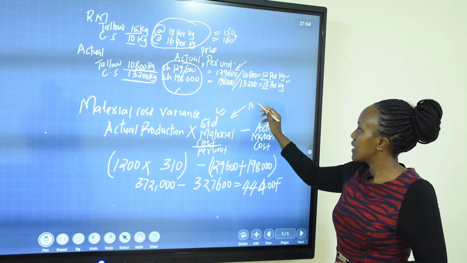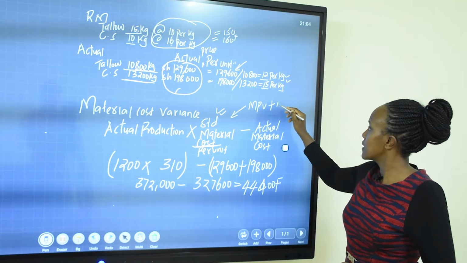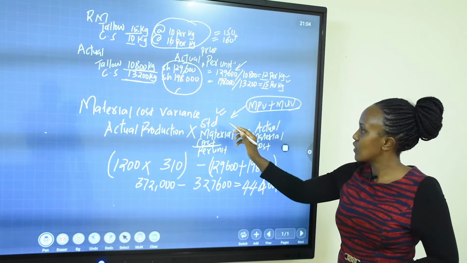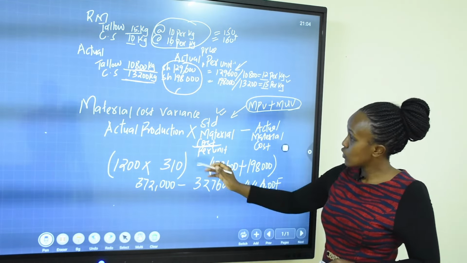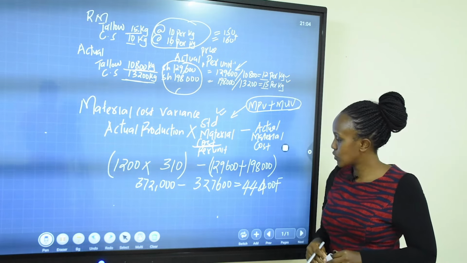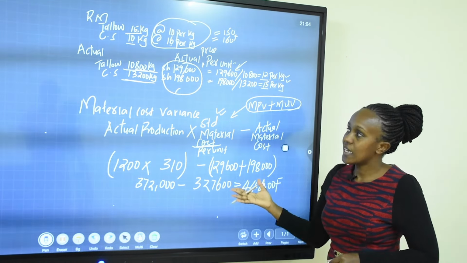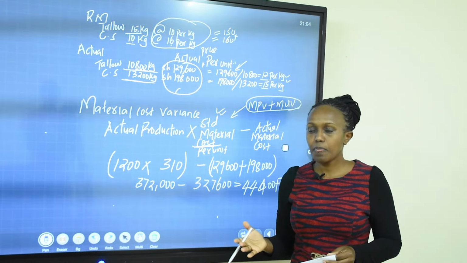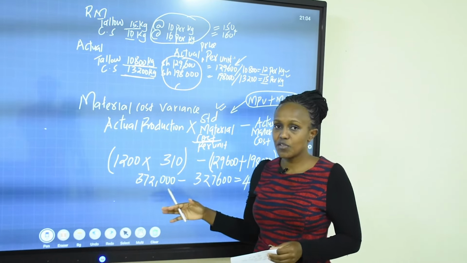And that is an alternative way of getting the material cost variance. Alternatively, we have said you can add the material price variance plus the material usage variance. So you can also add these two to get this variance. Alternatively, you can use this method to be able to get the same variance. So basically, those are the basic material variances.